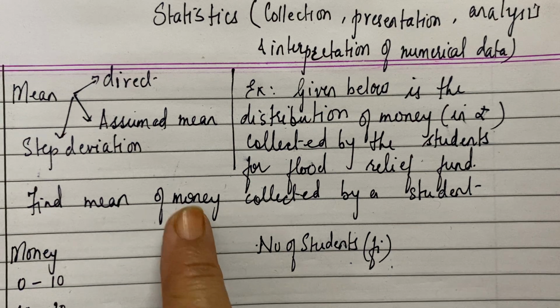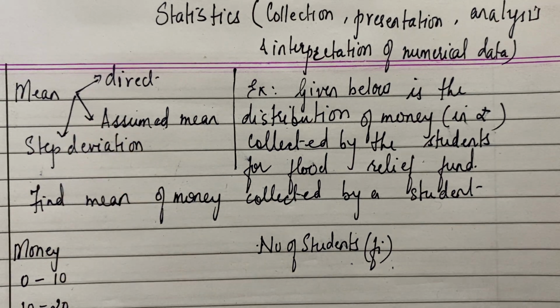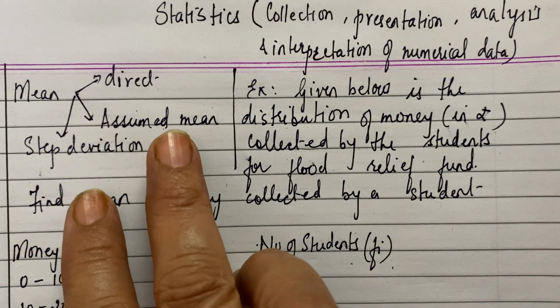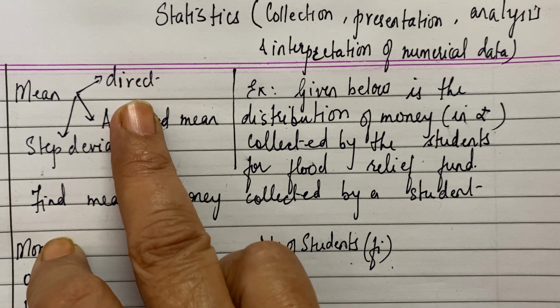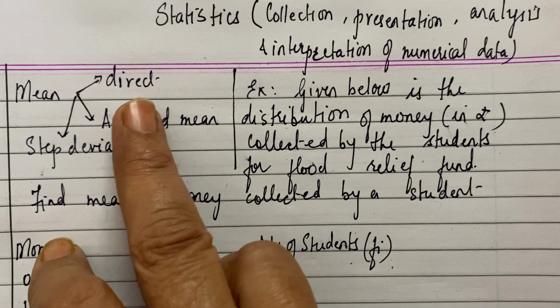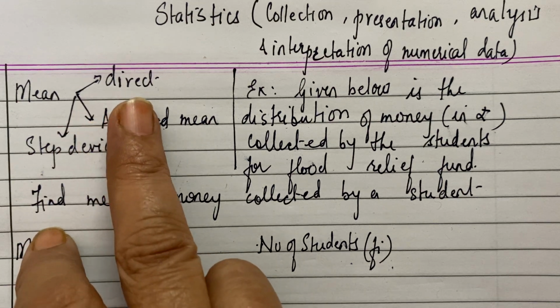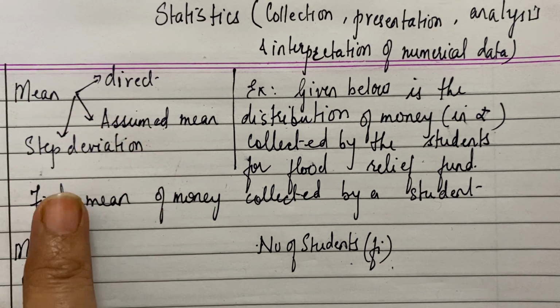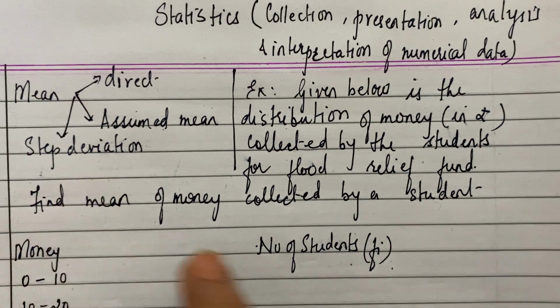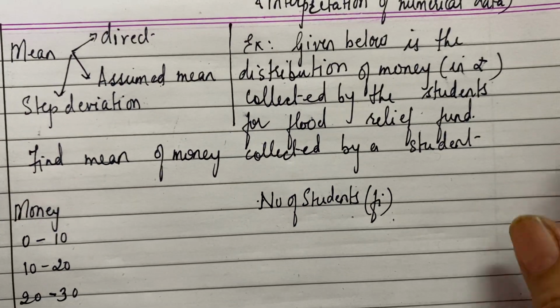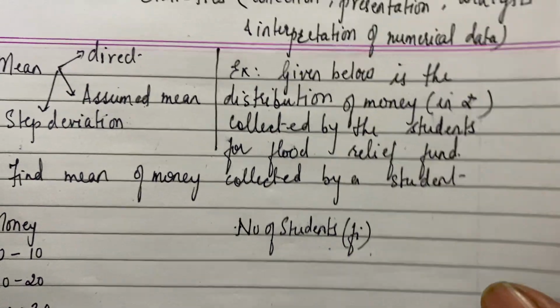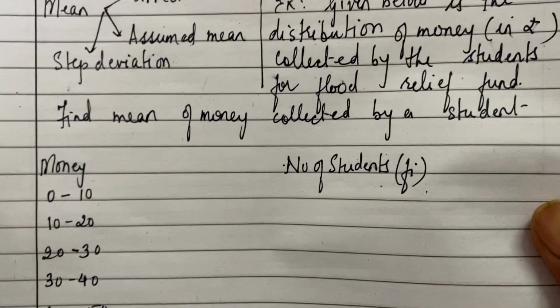So today we will take how to find out mean of a given data. Three methods are there. We are going to go for the simplest one, that is direct method. The three methods to find out mean are direct method, assume mean method, and standard deviation. Today I will deal with the direct method of finding out the mean of grouped data.